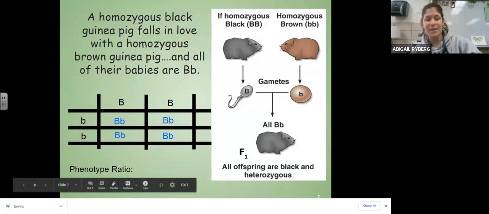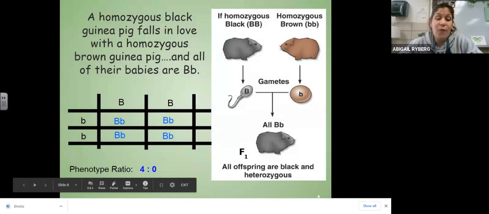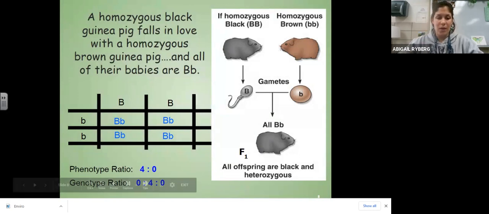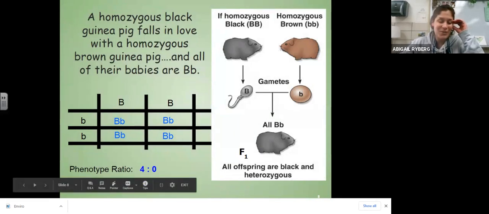So now I'm asking for the ratios, the genotype ratio and the phenotype ratio. For the phenotype ratio, all four are going to have the dominant phenotype, right? So in this case, they're all going to be black. So 4:0, meaning there's 0 chances of the recessive phenotype.